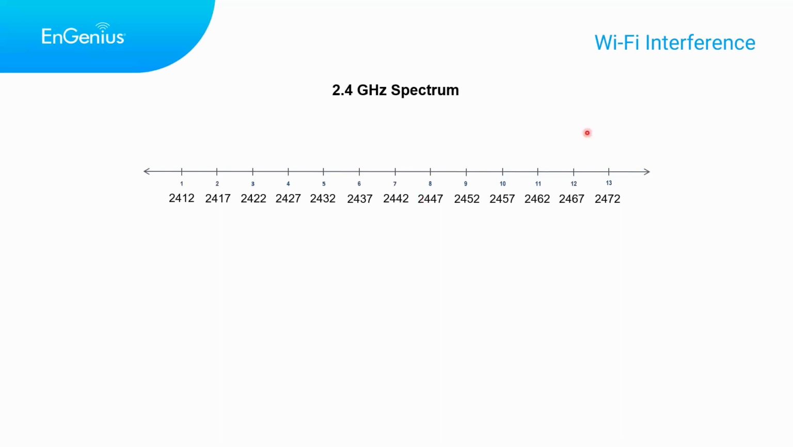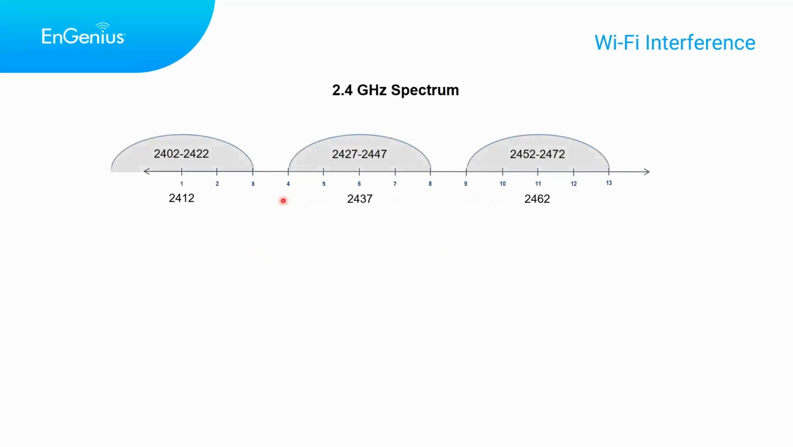So on 2.4 in general for Asia Pacific, you have channels 1 to 13, and each channel is spaced about 5 megahertz apart. Now, for access points and wireless devices, if you set your device to, let's say, channel 1, it actually has this coverage. It overlaps between 5 different channels. So 1, 2, 3, as well as channels before this.